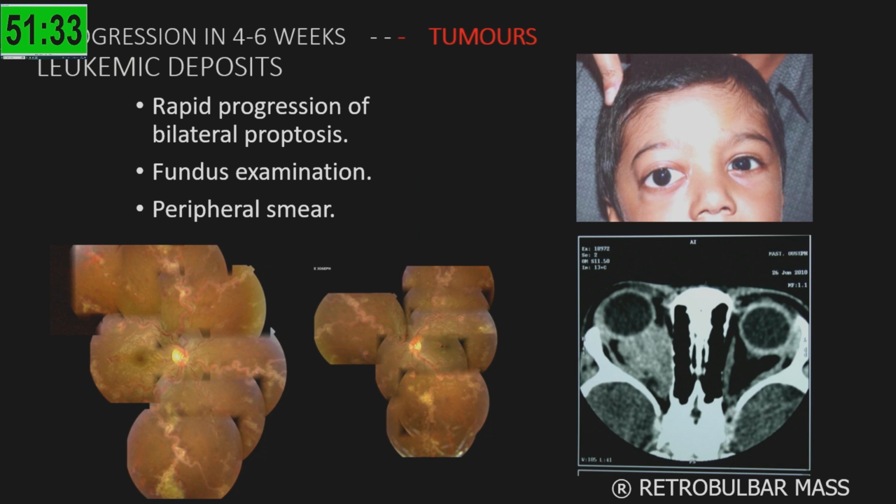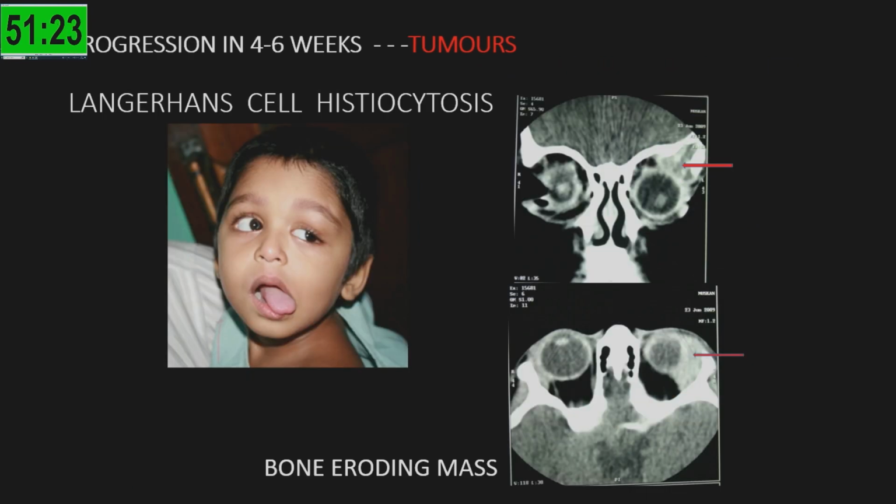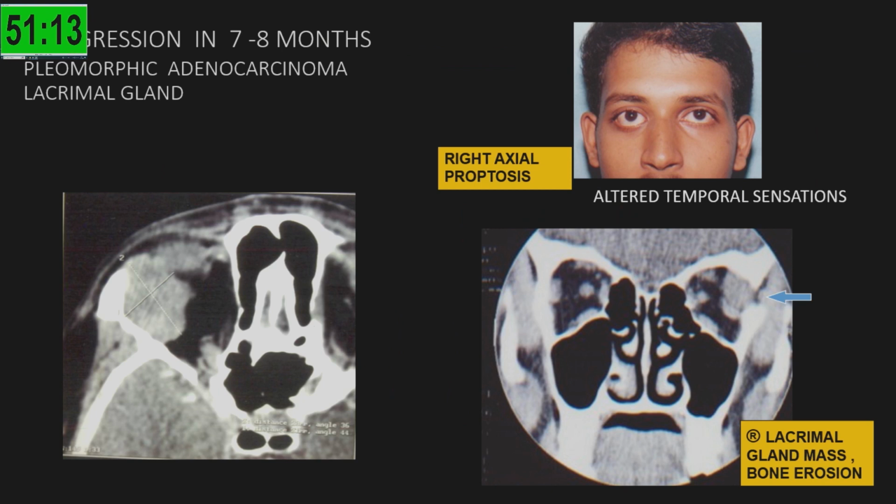In an orbital mass in children, always do a peripheral smear and a fundus examination, because that itself will give you a clue as to what it is. A bone-eroding mass in a child could be Langerhans cell histiocytosis, or the localized form, an eosinophilic granuloma. In lacrimal adenocarcinoma, the patient will present to you in 7 to 8 months, there is bone erosion, and always look at the temporal part of the forehead for altered sensation due to perineural invasion of the lacrimal adenocarcinoma.